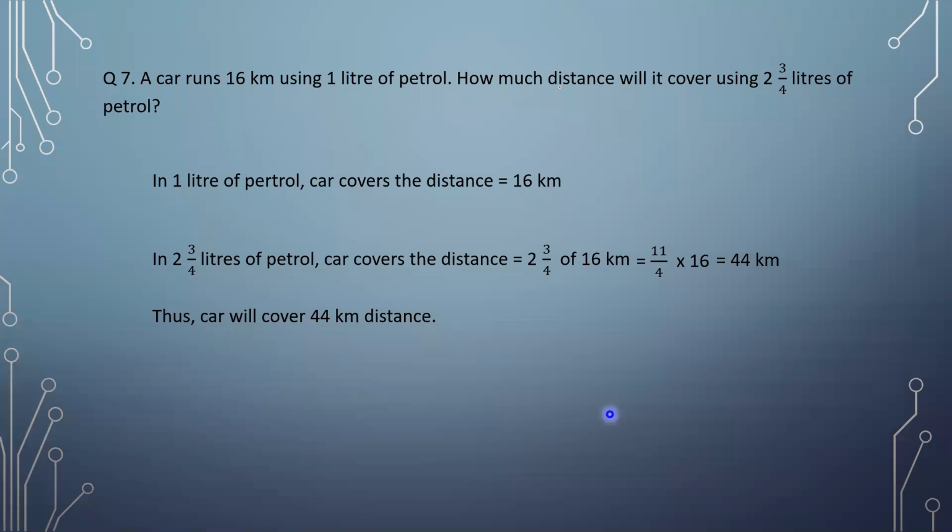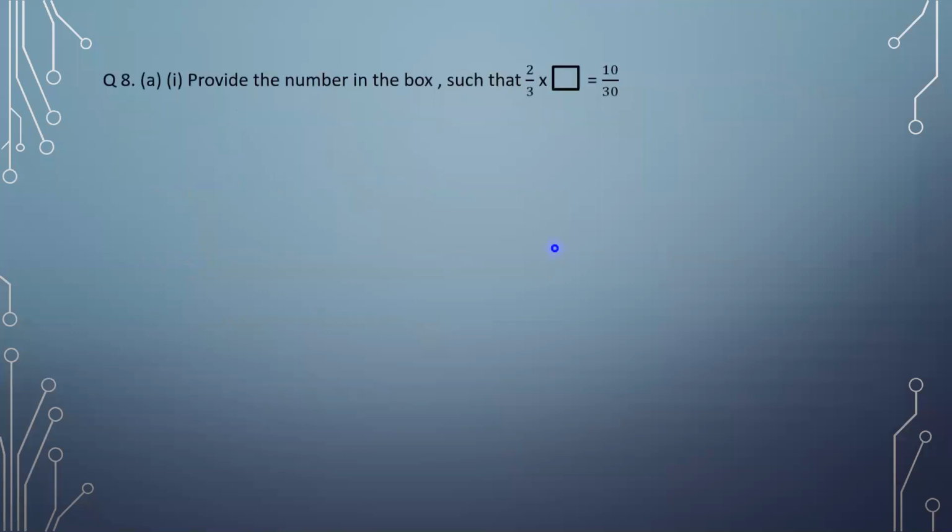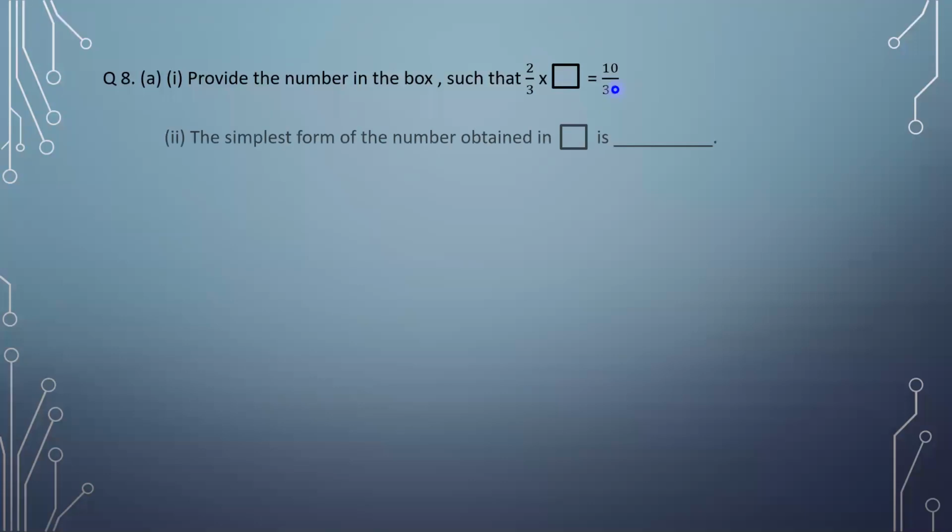Now the last question is from this exercise. Question number 8 is like this. Actually, they have given a particular multiplication, and in that multiplication one number is missing, which is inside that box, and we have to find out that number. They have given the RHS also. That means we have to find the missing number such that if we multiply it by the fraction 2 upon 3, we get 10 upon 30. So that is the condition.